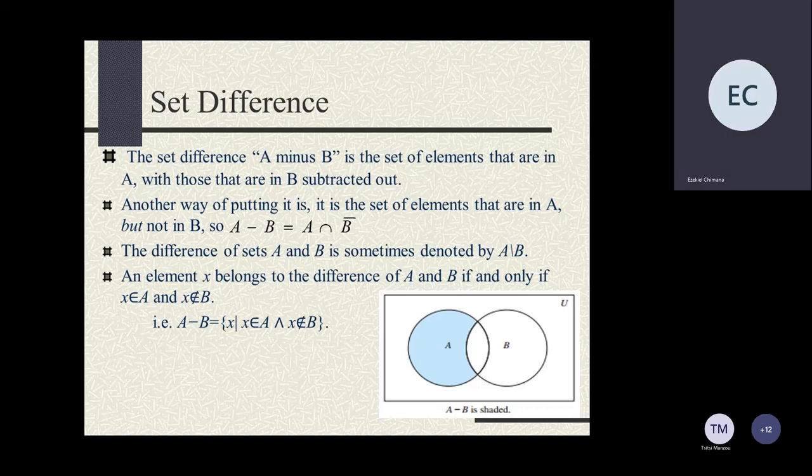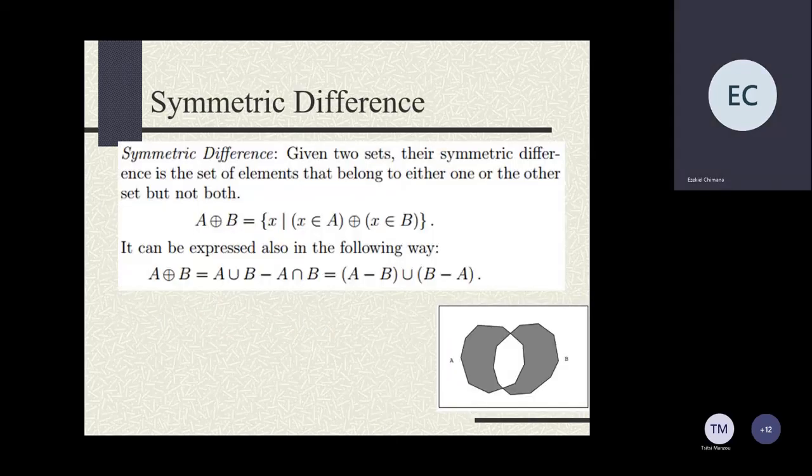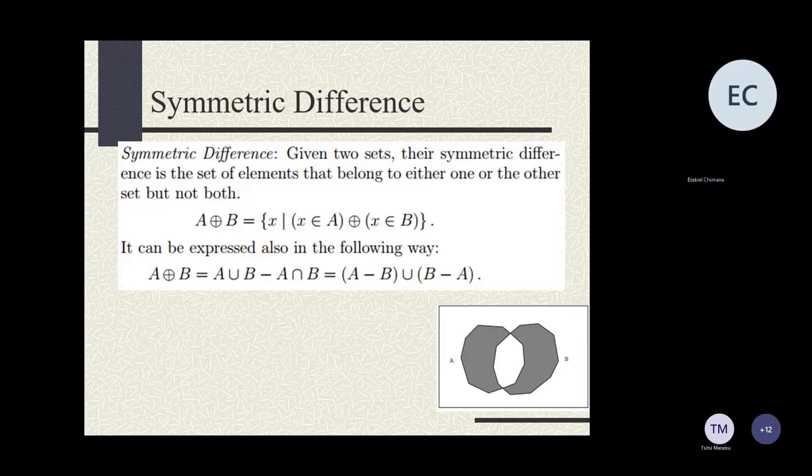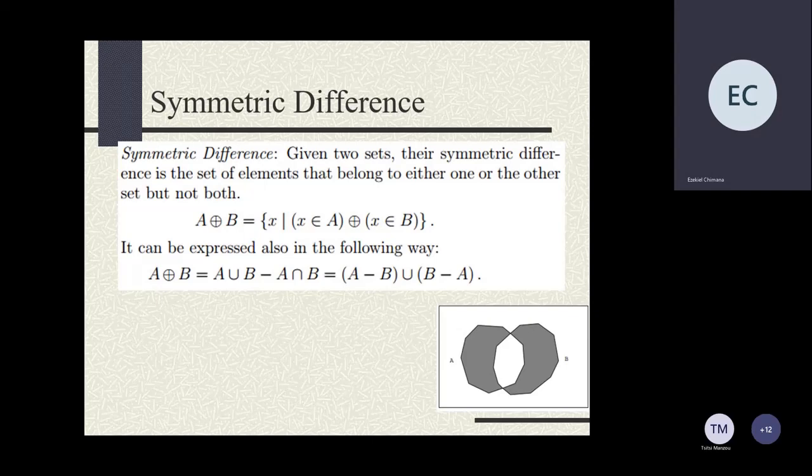Okay, I think we'll move on to symmetric difference. If you are given two sets, their symmetric difference is the set of elements that belong to either one or the other set, but not both. Which means here we'll be focusing on elements in A and in B, but not their intersection. That's the symmetric difference.